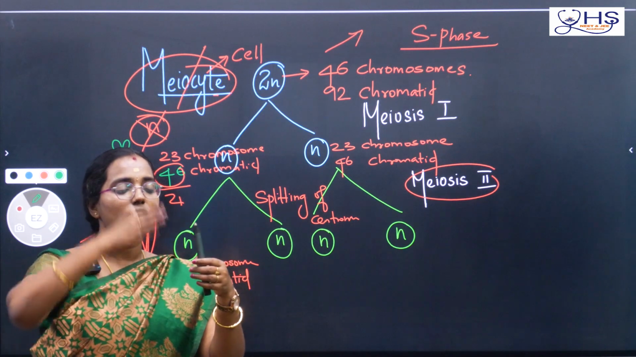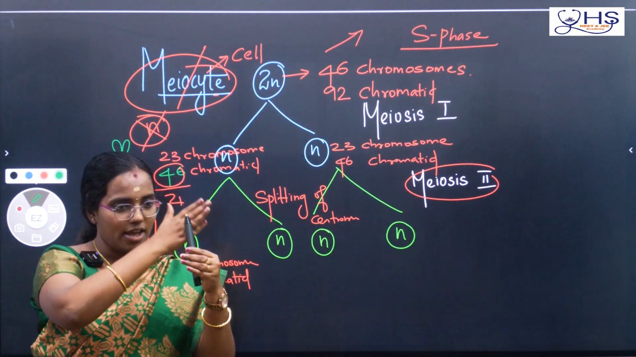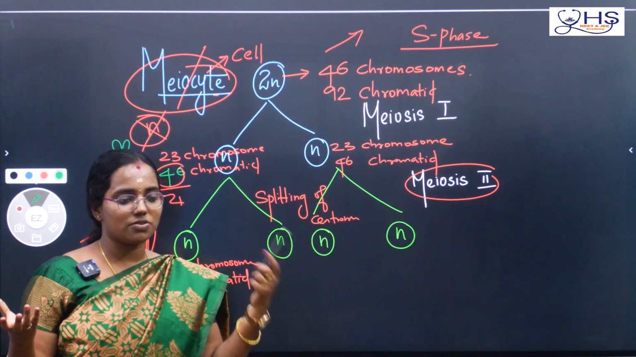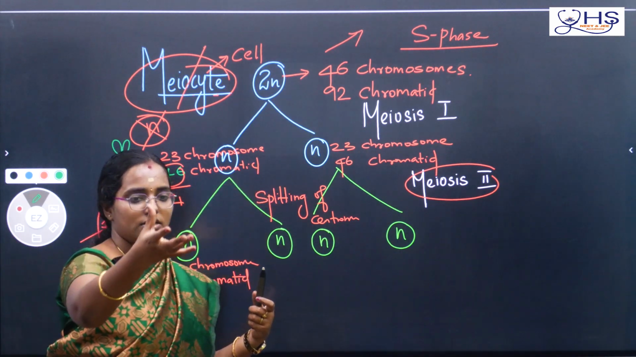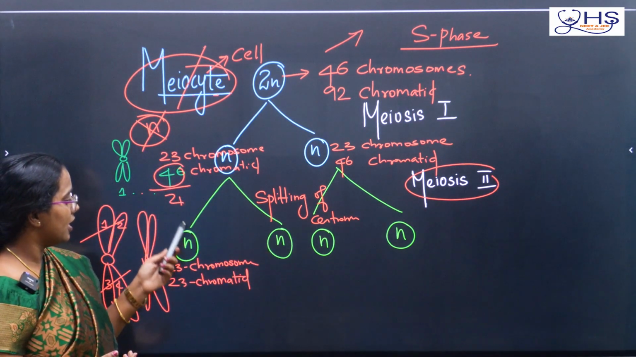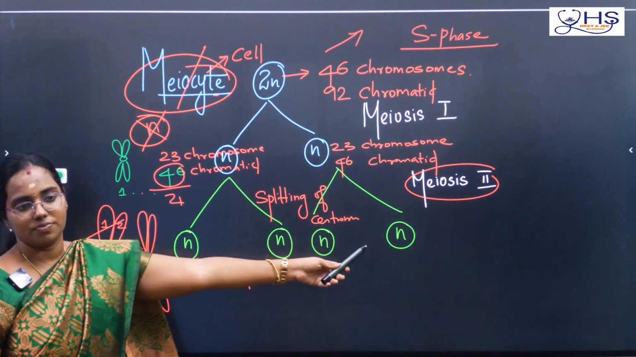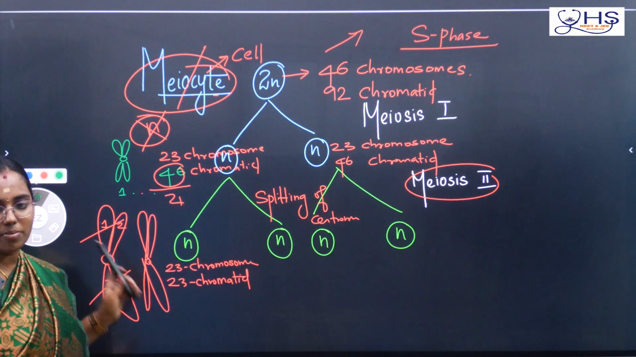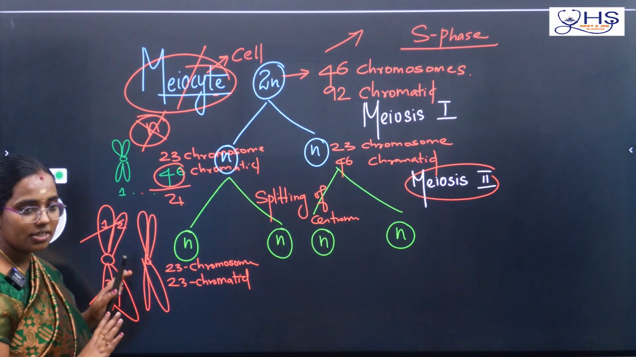Next, what I am going to do? I am going to cut each pen into another half. So once again I will get 23 pieces and 23 pieces from each pen. So now I will give to another half of people. So that is the reason why we are getting 4 cells, because each will get 23 chromosomes and 23 chromatids. How many of you didn't understand this?